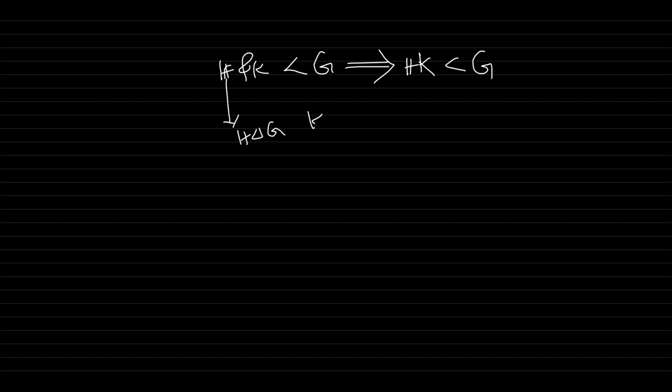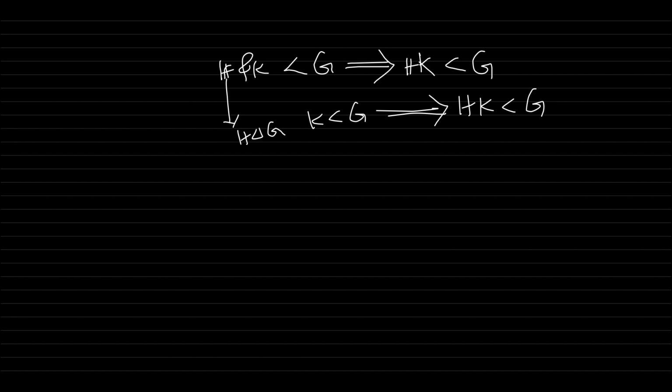That is, H and K being subgroups of G does not mean that the product HK is a subgroup of G. If H is a normal subgroup of G and K is a subgroup of G, then this implies that HK is a subgroup of G.